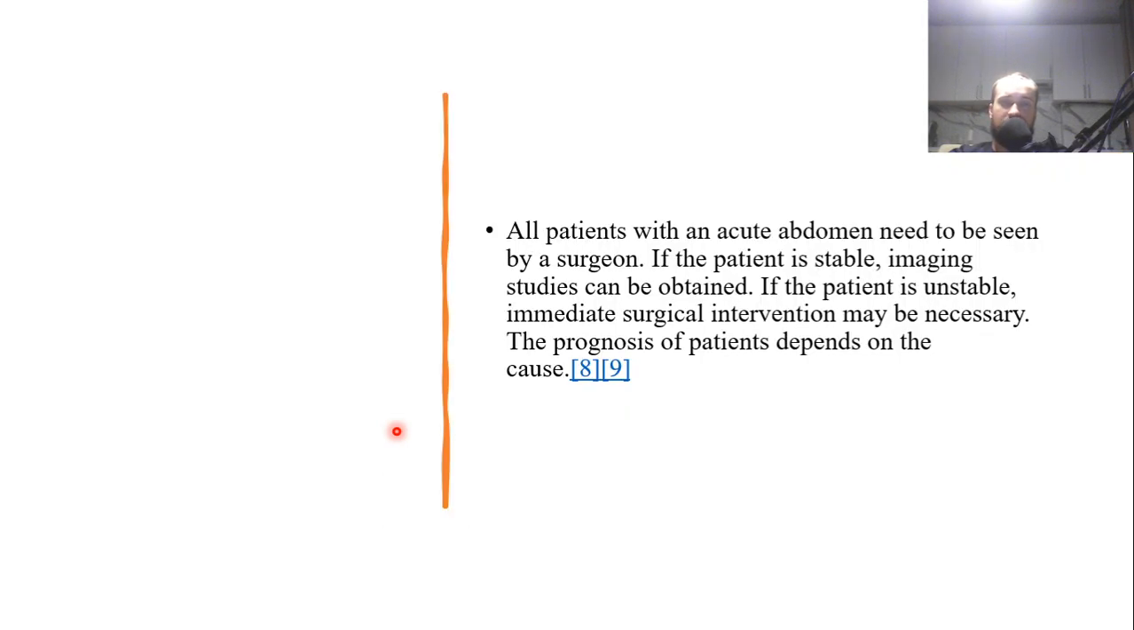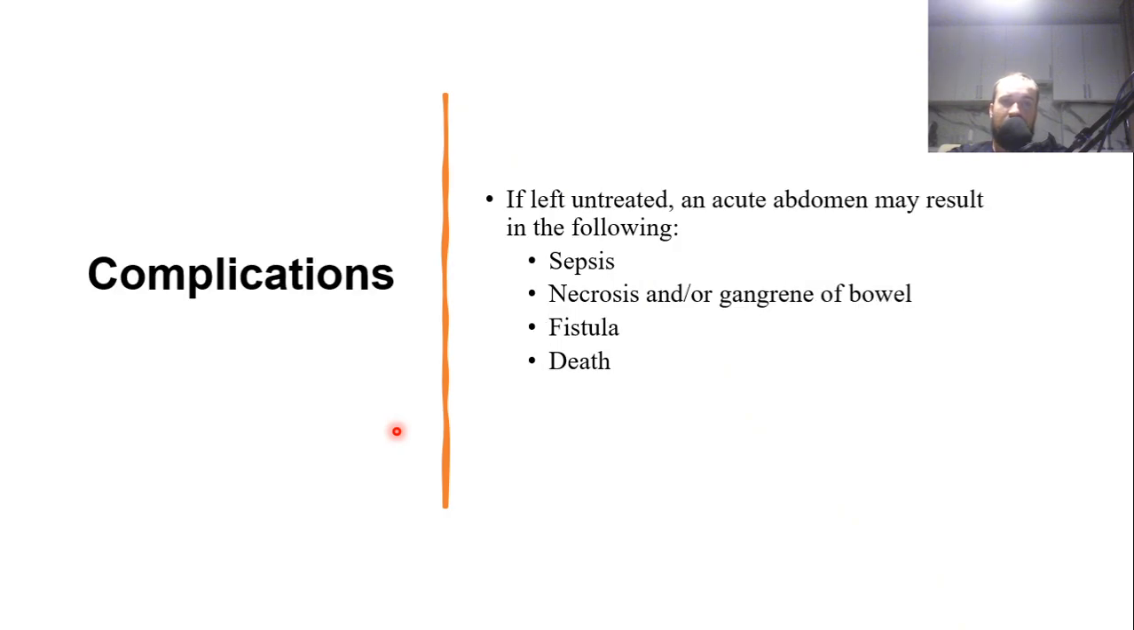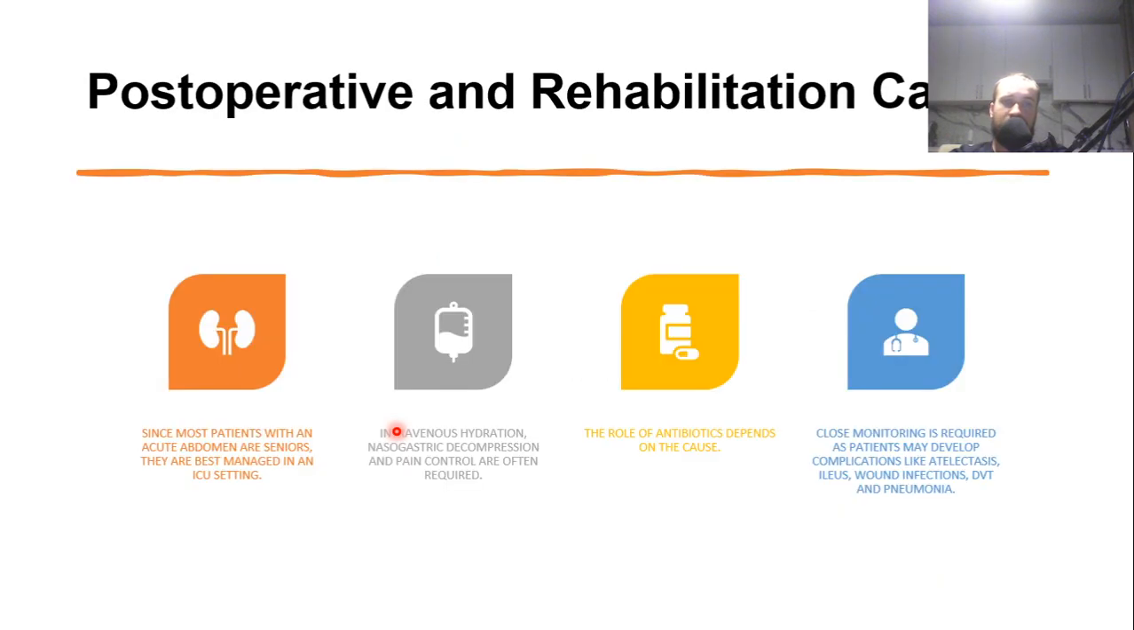All patients with an acute abdomen need to be seen by a surgeon. If the patient is stable, imaging studies can be obtained. If the patient is unstable, immediate surgical intervention may be necessary. The prognosis of patients depends on the cause. Complications: if left untreated, an acute abdomen may result in the following. We can have sepsis, necrosis, and/or gangrene of bowel, fistula, and death.